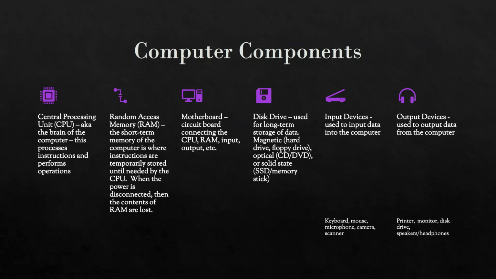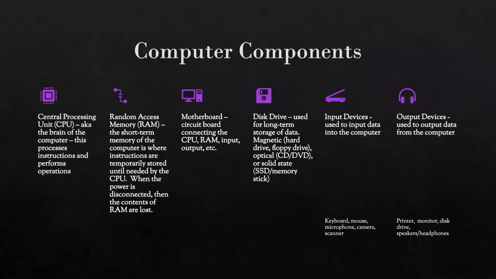The motherboard. This is the board that contains circuits to connect the CPU, the RAM, our monitor, our keyboard, our mouse, etc. Okay. We have a disk drive. This is used for long-term storage of data. We have several different types. We can have magnetic, which is a hard drive, or in the past, a floppy drive, but nobody really uses floppy drives anymore.